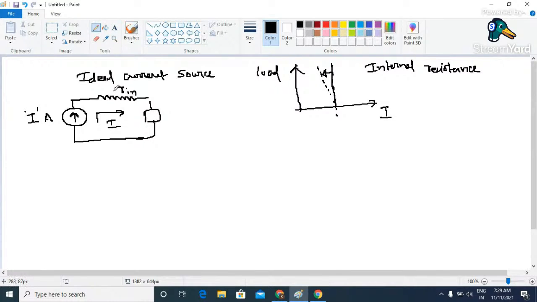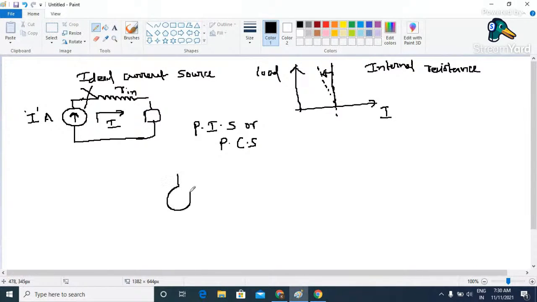That means the internal resistance of a current source need not be connected in series. It has to be connected in parallel combination. So this is not the representation for your practical current source. So, practical current source, it is something like this.